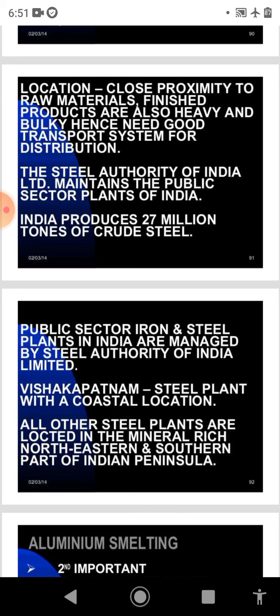In the 1950s, China and India produced almost the same quantity of steel. Today, China is the largest producer. So the reasons due to which India has failed to perform to its potential: first one, shortage of raw material, lower productivity of labor, shortage of power, poor infrastructure, lower investment in research and development. So these are the problems.